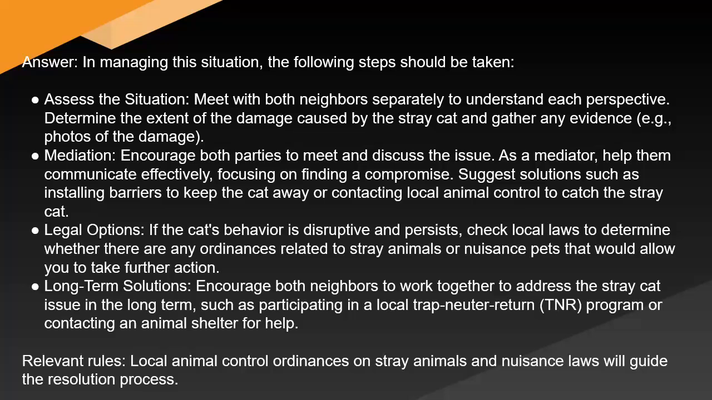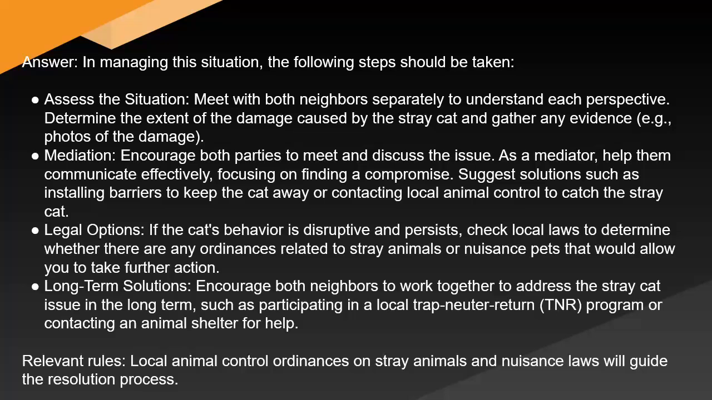Mediation. Encourage both parties to meet and discuss the issue. As a mediator, help them communicate effectively, focusing on finding a compromise. Suggest solutions such as installing barriers to keep the cat away or contacting local animal control to catch the stray cat. Legal options. If the cat's behavior is disruptive and persists, check local laws to determine whether there are any ordinances related to stray animals or nuisance pets that would allow you to take further action.